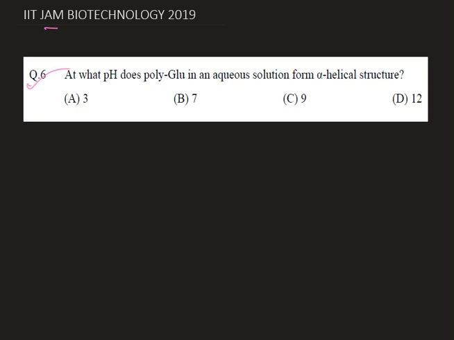So this is question number 6 from section A. So let's see what is in this question. We need to find at what pH does polyglu in an aqueous solution form alpha helical structure. As this is an MCQ type question, we need to find the correct option among these given 4 options.